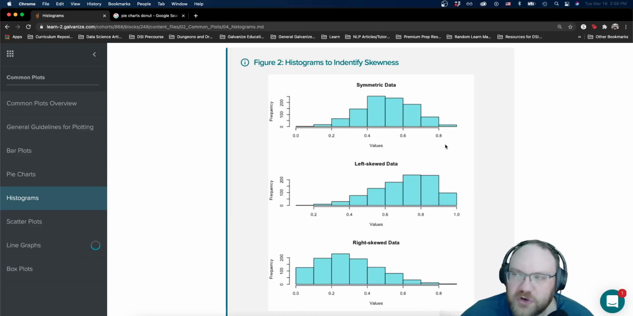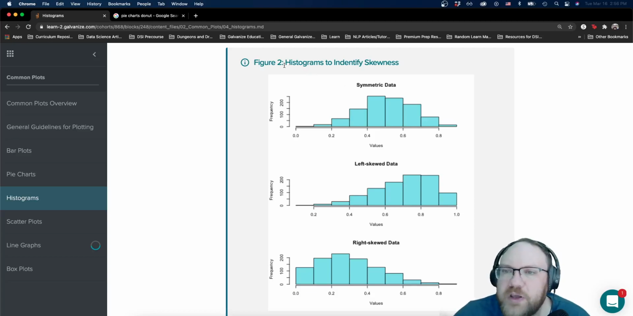Now, when we start to look at that distribution of the data, it can tell us a little bit more about it, and that is we can use our histogram to identify skewness. In this case, we have 3 data sets that display the different kinds of skewness.